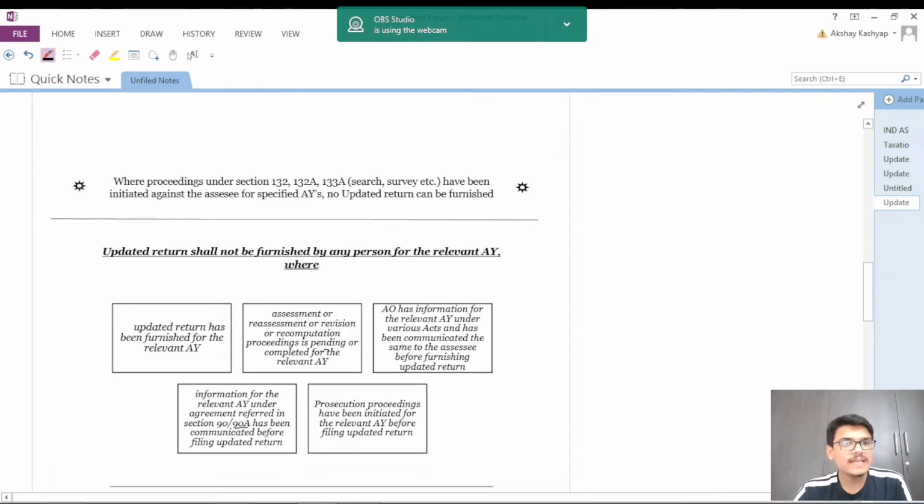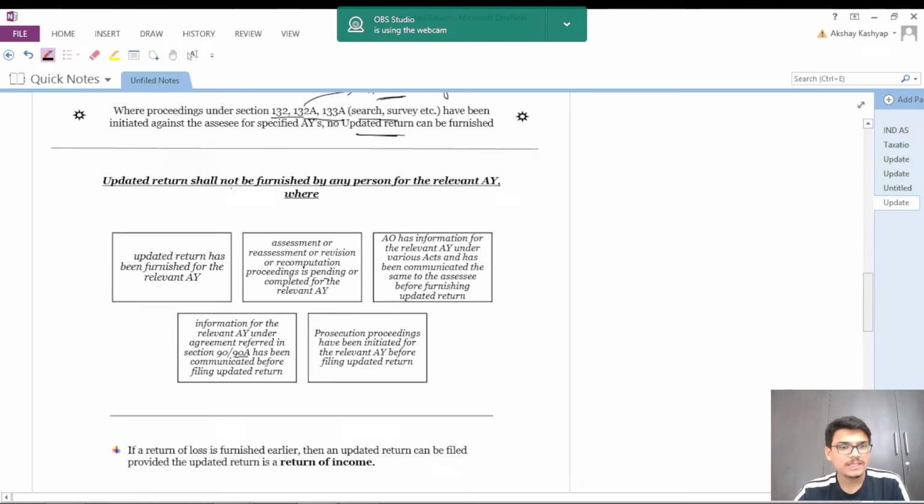Also, where proceedings under section 132, 132A and 133A are going on, such as search or survey proceedings against the assessee, in that case no updated return can be furnished. But there is an exception here, an exception for TDS survey. If a TDS survey is going on under section 133A subsection 2A, in that case still an updated return can be filed.